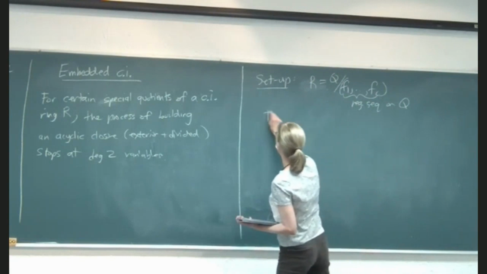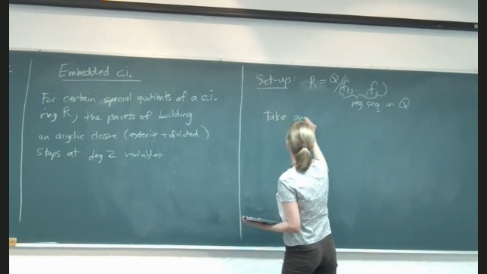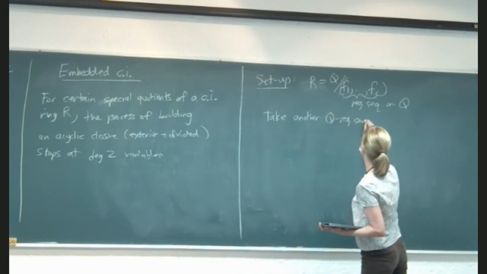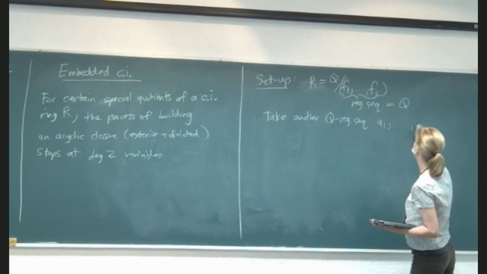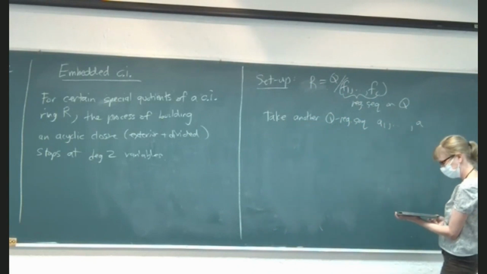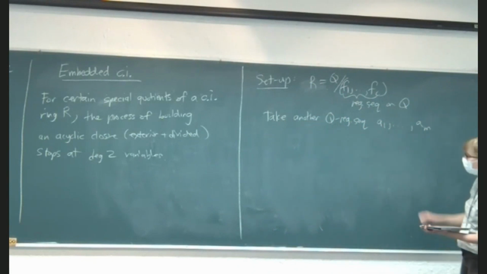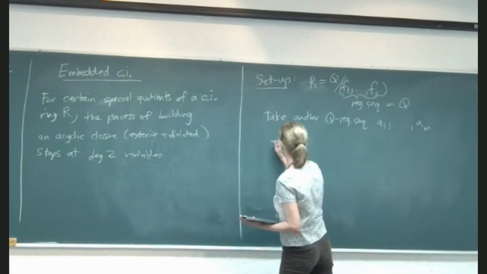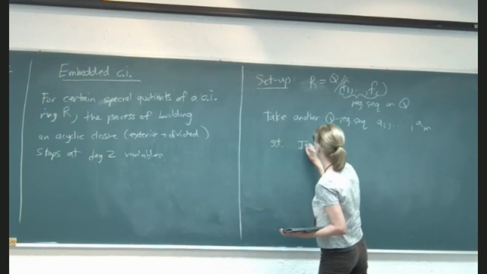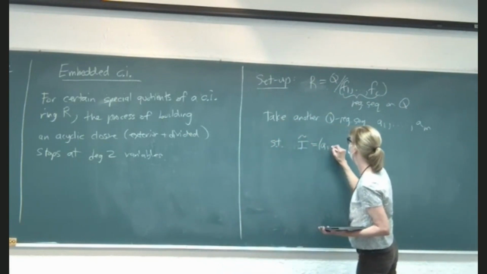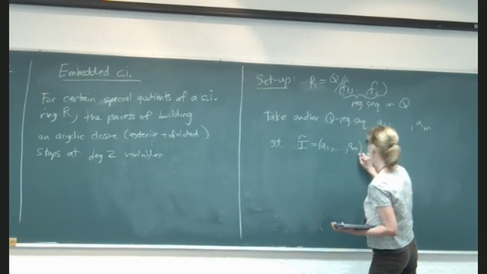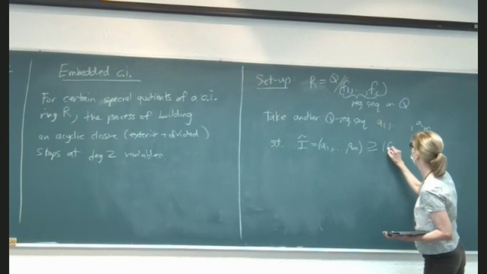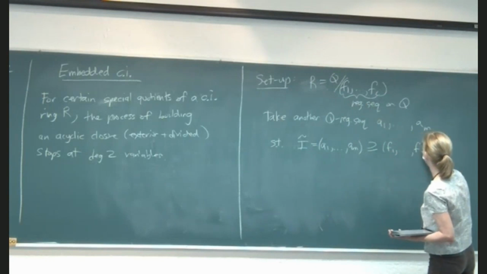Okay, so now take another regular sequence. Take another Q regular sequence, A1 up to Am, let's say. So this is another complete intersection ideal generated by these. So such that, let's call it something. I'm going to call it I tilde. So that's the ideal A1 up to Am. Contains the ideal up there, F1 up to Fc.